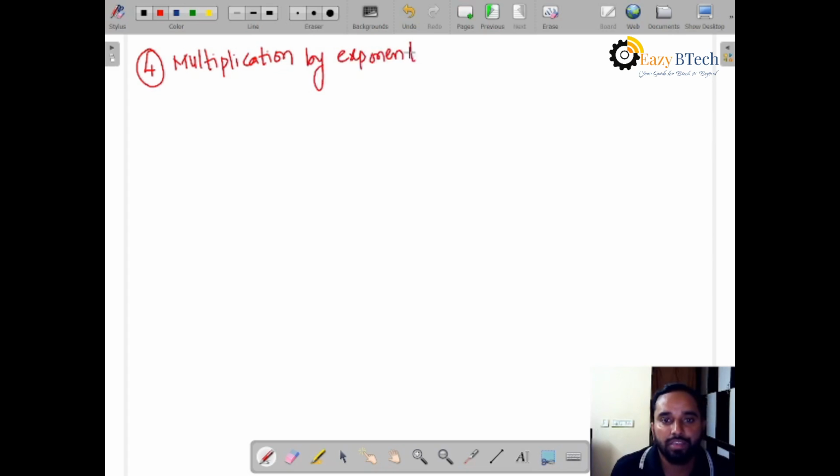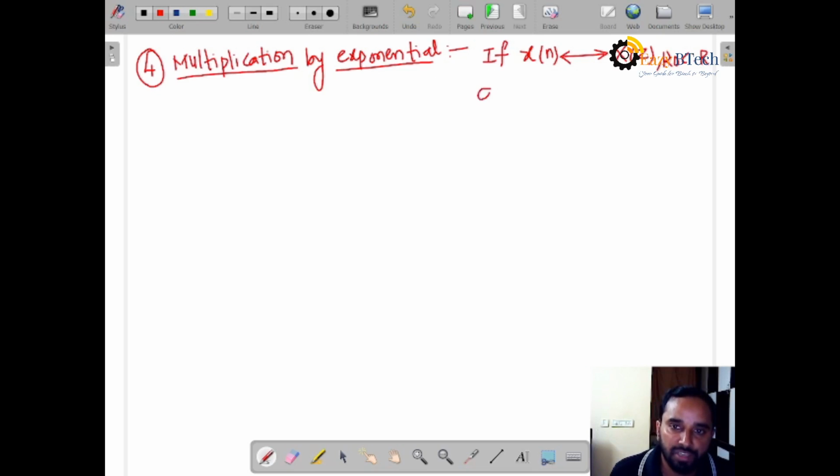Multiplication by exponential. This is the fourth property. Now the definition is, if the Z transform of x of n is X of z with ROC R, let the ROC be R. Now multiplication by exponential means a power n times x of n. So the signal is multiplied by a power n. Exponential means a power n.